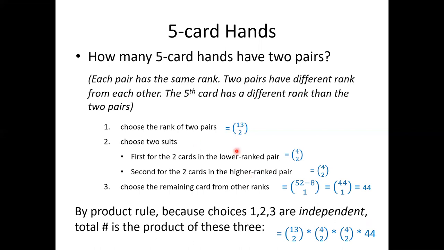There could be other ways to make these choices, but somehow fundamentally they must come out to the same. And these two ranks are unordered. So whether I'm choosing jacks and eights, or eights and jacks, it's the same.